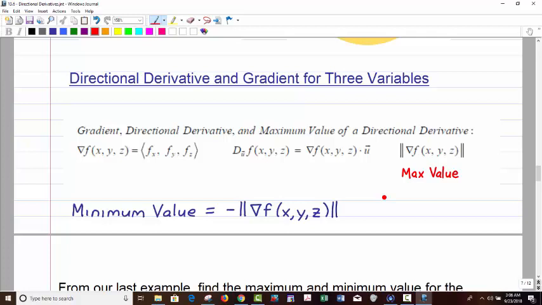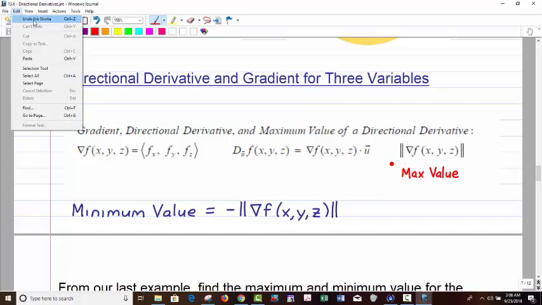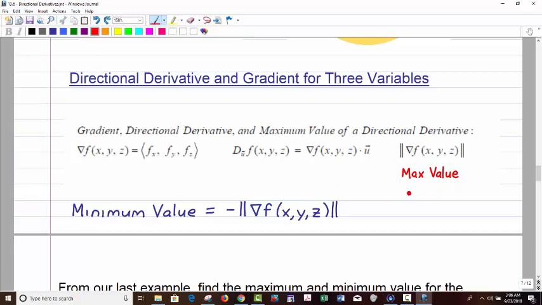Suppose that we want to know what is the maximum slope you could get if you did all possible slopes. Fortunately, you're not going to have to test them out, so it's real easy. And then what would be the minimum, the least slope you could get? So the maximum value of all possible slopes at a point turns out being the magnitude of the gradient. That's the maximum slope of all possible slopes at a point on the graph. The minimum is the negative of the magnitude of the gradient.